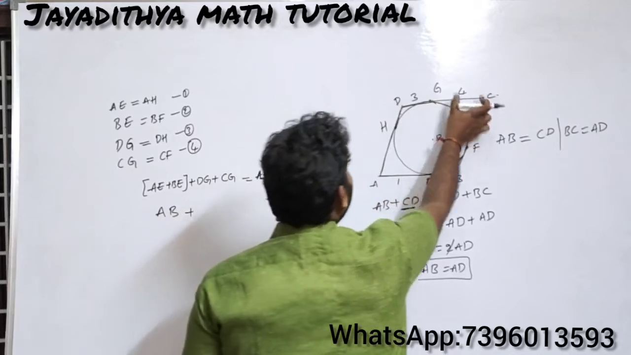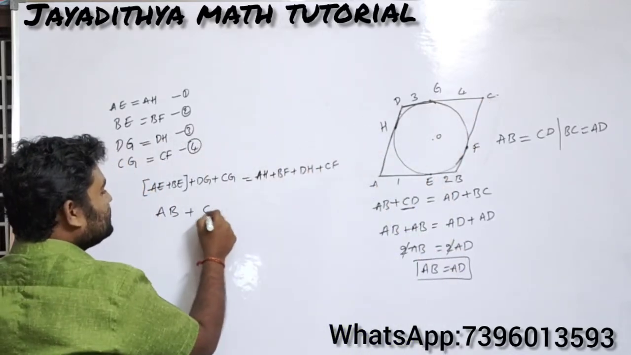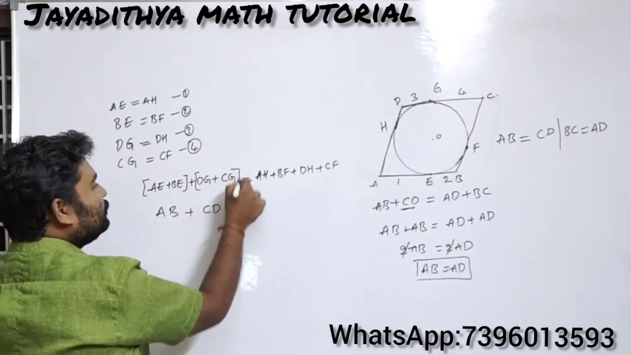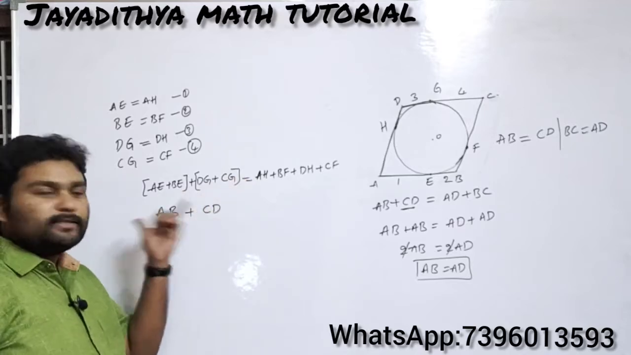See here, this is DG and this is CG. If you add both, you will get the side CD. So you take the brackets like this. So this will be AB plus CD.